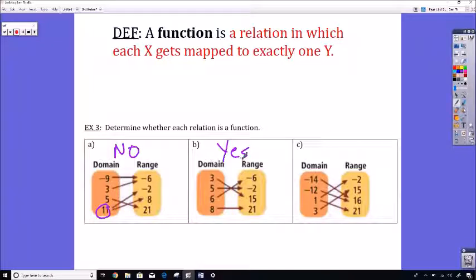Negative 14 goes to 16. Negative 12 also goes to 16. That's okay. 1 goes to negative 2. But 1 also goes to 21. That cannot happen in a function, so no, this is not a function. Okay? This just takes a little bit of practice.